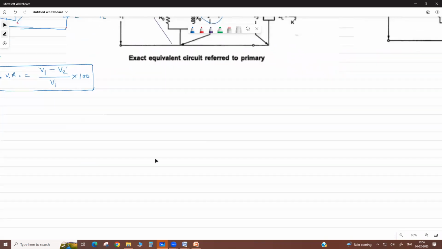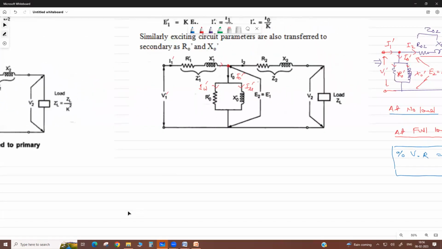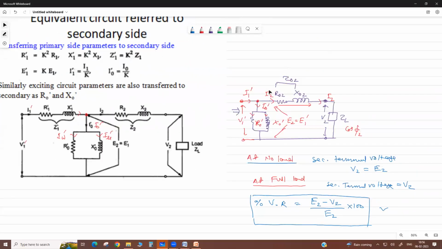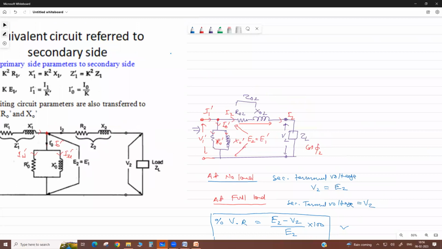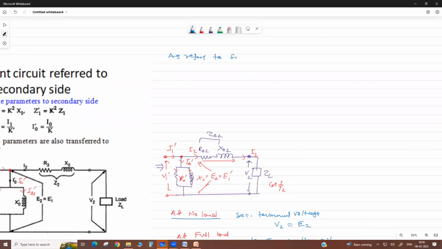Now, how are the parameters transferred? Here the equations will be changed as referred to the secondary side.